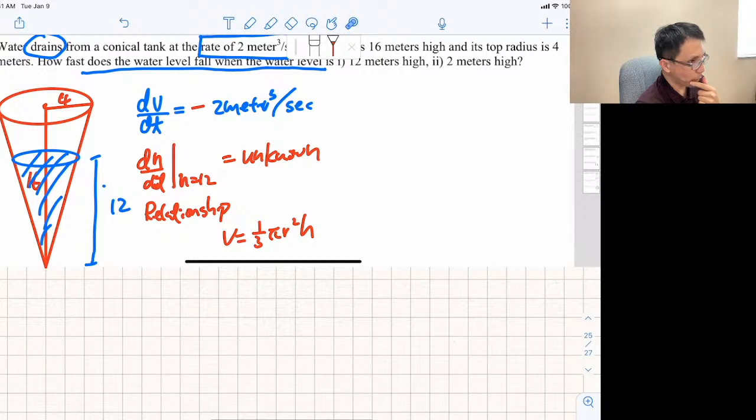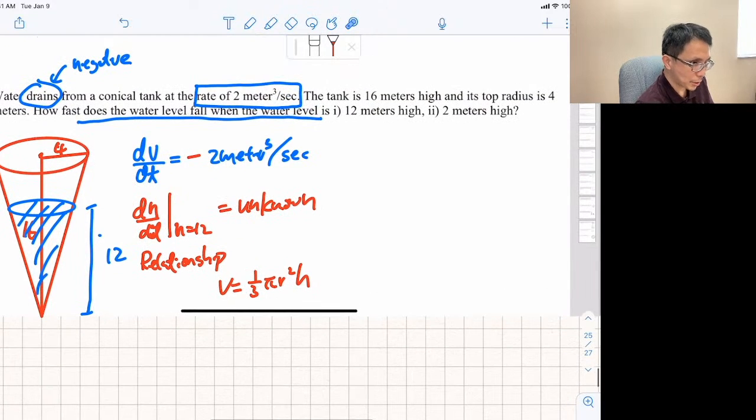So yeah, you don't know what to do with this r squared h, and the reason why is you can actually take the derivative with respect to time here, but the problem is you're going to get a product rule. That means you have to know what dr/dt or dh/dt is. dh/dt is unknown, and we don't have a dr/dt to work with, so it becomes a fruitless derivative. You're not going to get any result because the question doesn't give you dr/dt. So there's got to be a second relationship here. What is the second relationship? That's the part that makes it a cone problem.